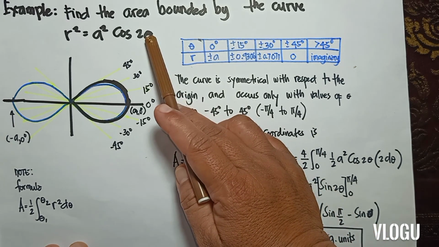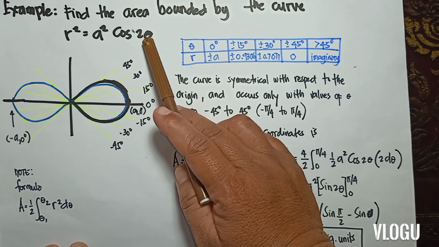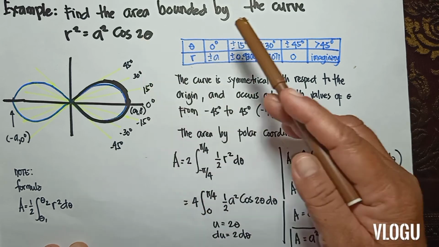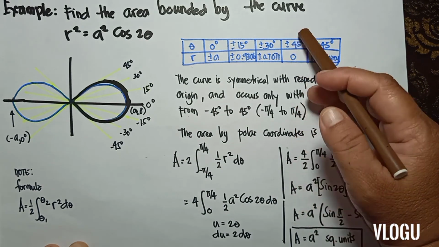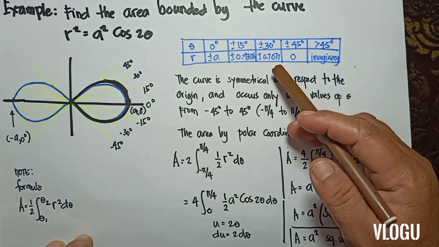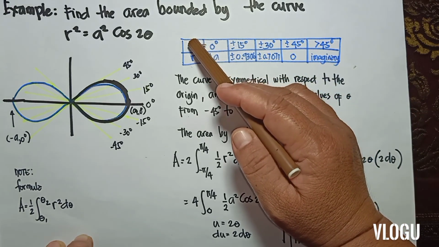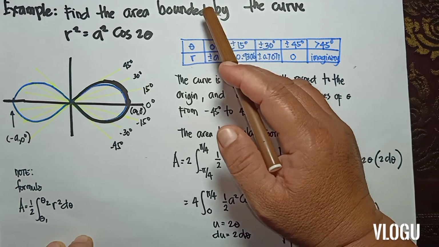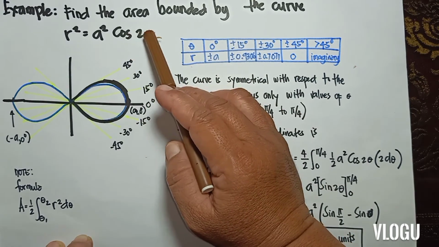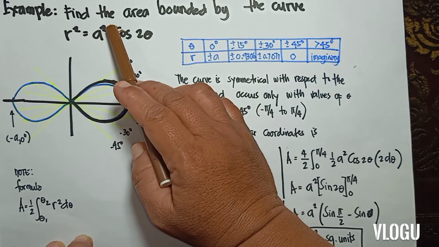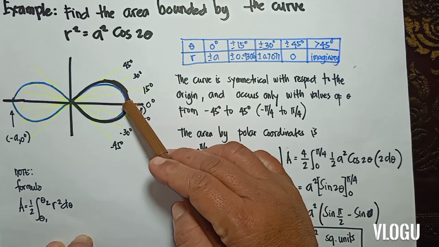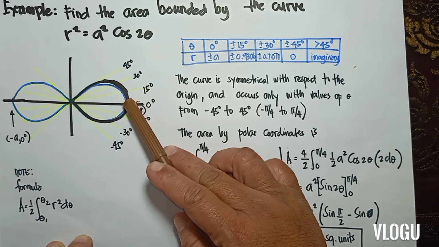Because if you have here 45 degrees, this would become 90. Cosine 90 is 0. So theta is from 0 to 45 degrees and 0 to negative 45 degrees. Then what is the value of r? If theta is 0 degrees, cosine 0 is 1, so you will have a square. The square root of a square is plus minus a. So this is now the coordinate a and 0.